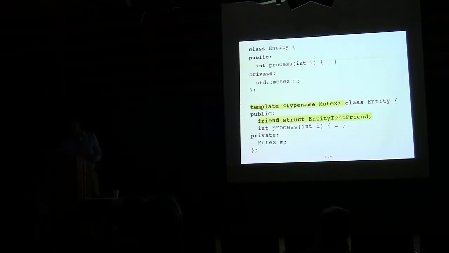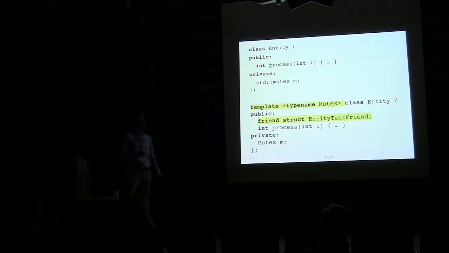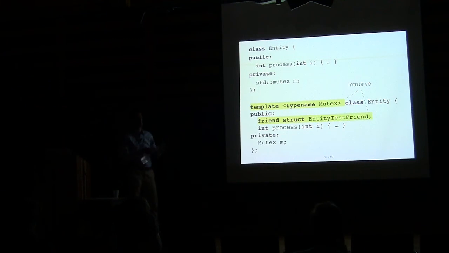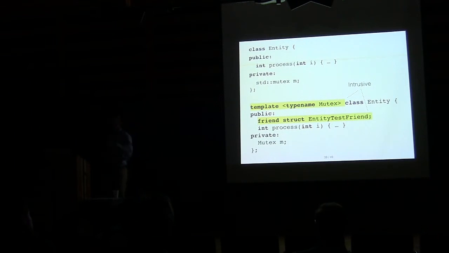Okay. So this is where we are now. Now we replaced the getter with a friend structure. But just because of testing, we added these two things. And these are really intrusive changes. So we are really far away from our original design.